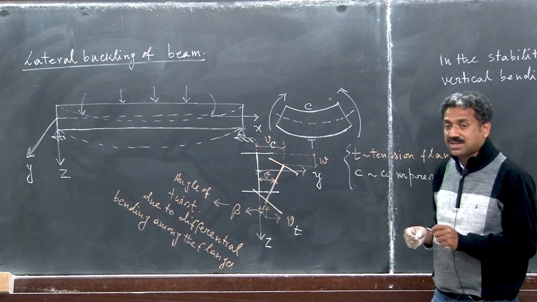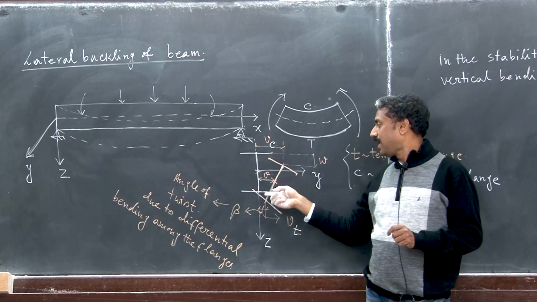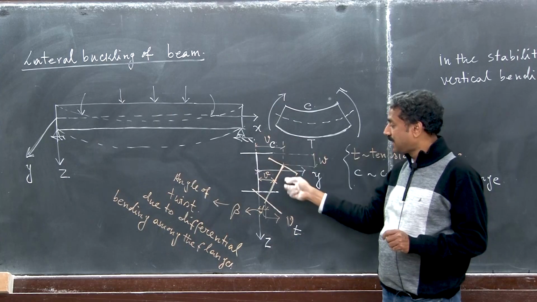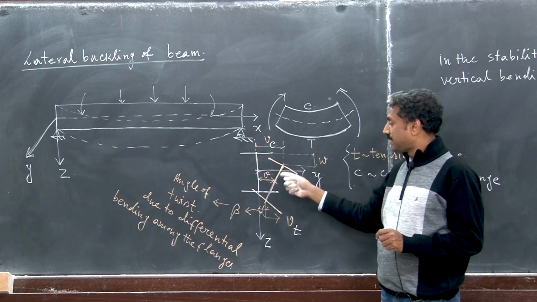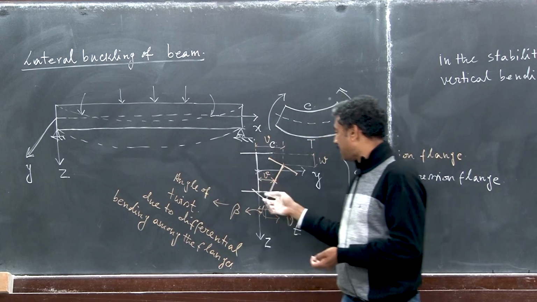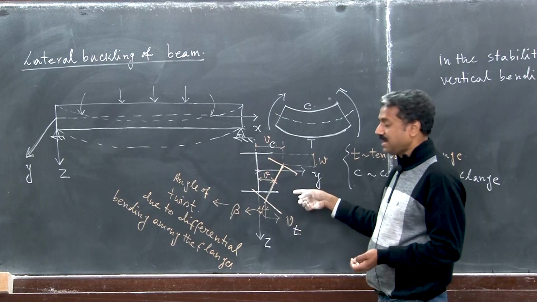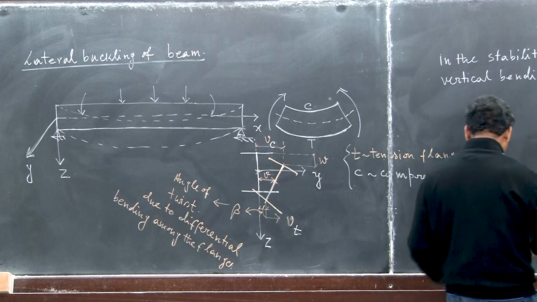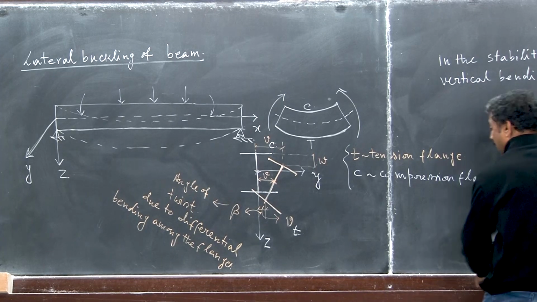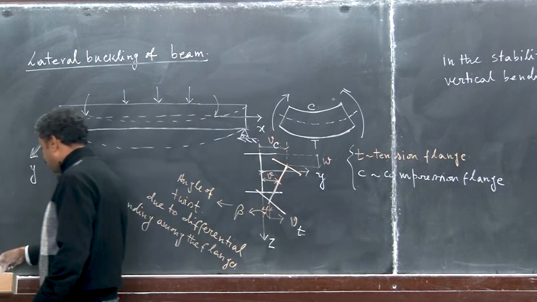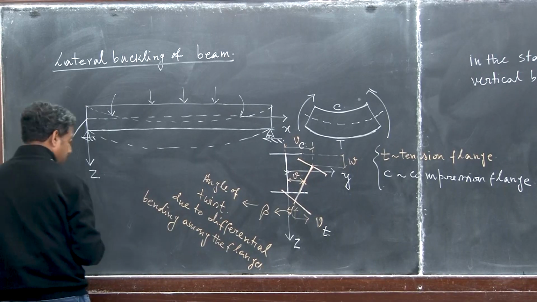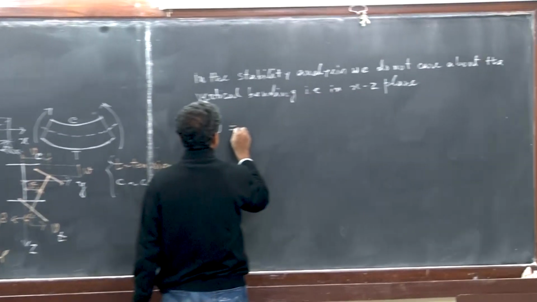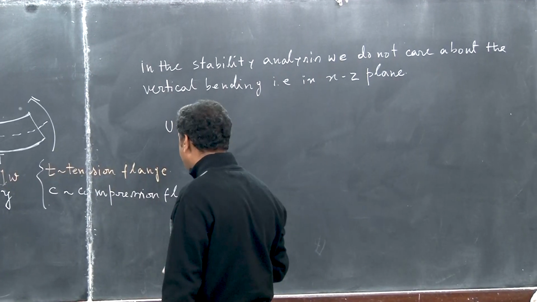We are only going to consider the contribution of strain energy for the lateral buckling. So this is vertical, this is lateral buckling. You see that some bending is happening in the xy plane. So, in the xy plane, let us see what will be the expression for the strain energy.